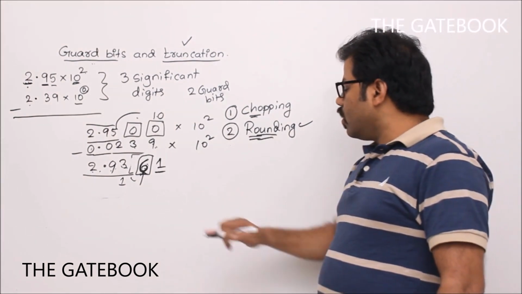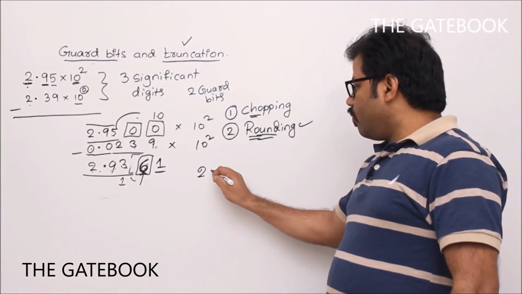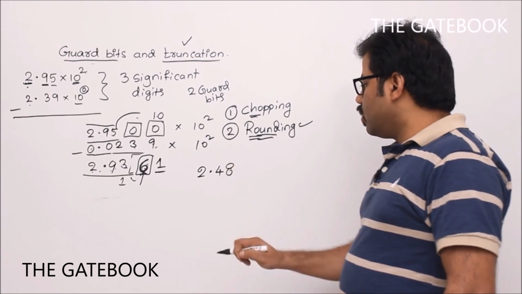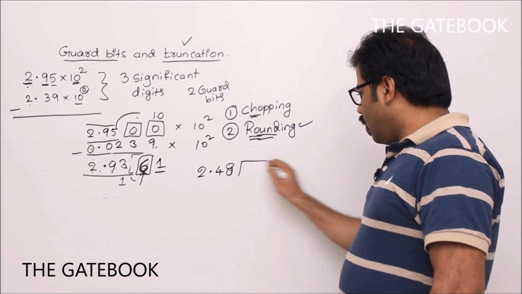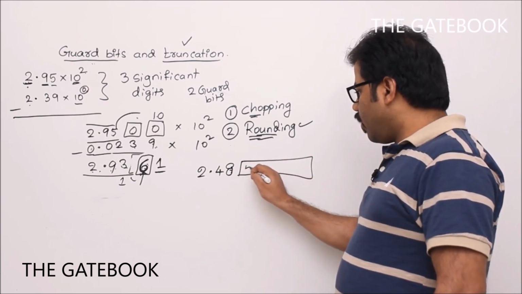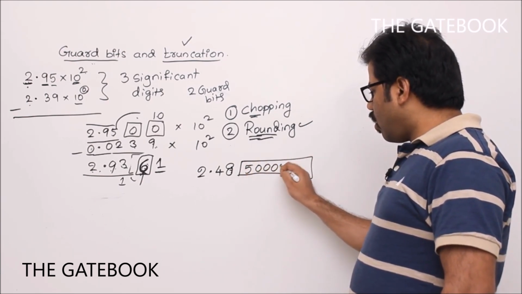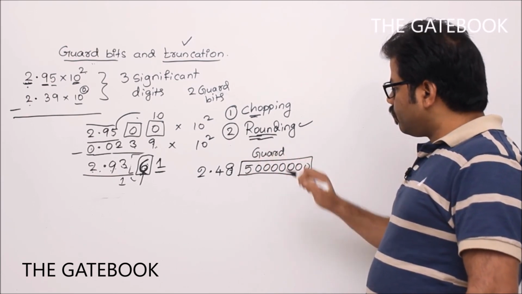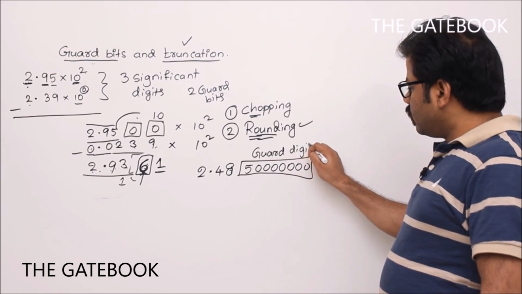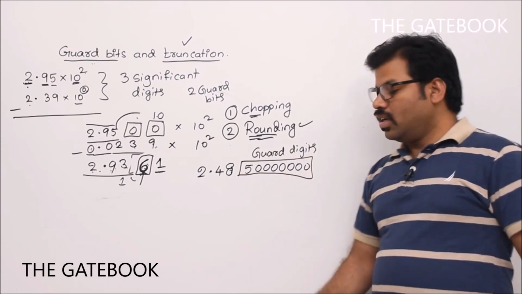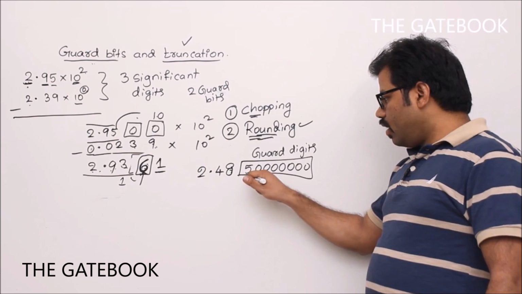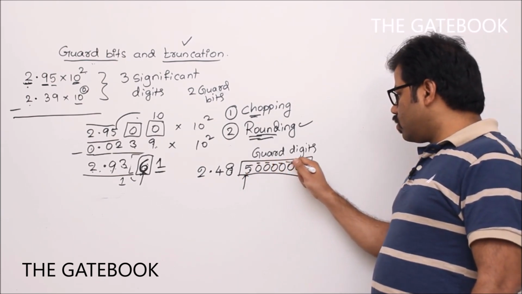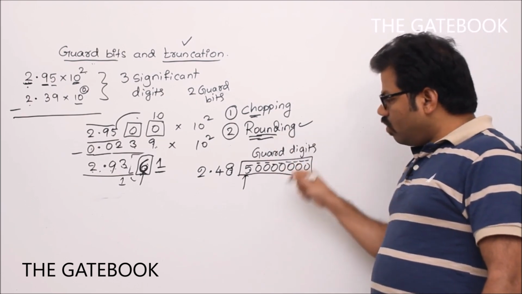What is that? For example, you have a tie. When you get a tie, I will tell you, you have the number 2.48 followed by guard digits. In the guard digits we have 5, 0, 0, 0, all zeros. These are all guard digits. So this is a special case. Whenever you have this kind of case where the first digit is 5, of course, but all the remaining digits are zeros, that means it is a tie.